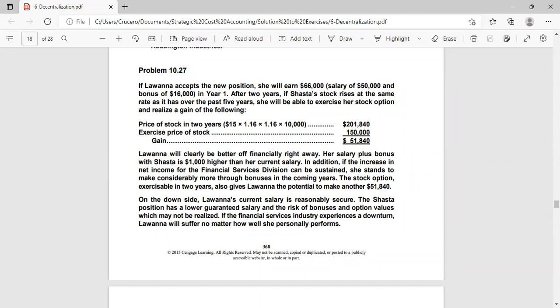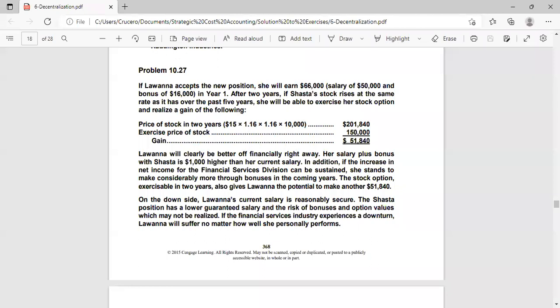Lawana will clearly be better off financially right away. Her salary plus bonus with Shasta is 1,000 higher than her current salary. Her current is only 65,000. In addition, if the increase in net income for the financial services division can be sustained, she stands to make considerably more through bonuses in the coming years.